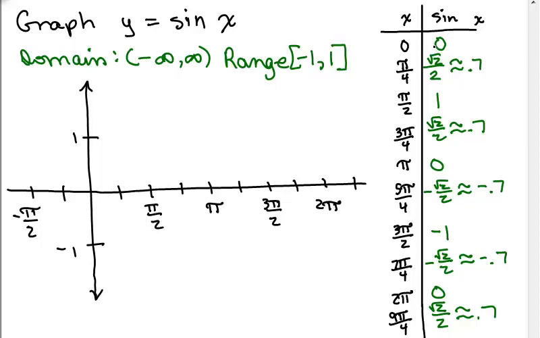So let's graph these. I've got 0, 0. All right, so 0, 0 would be right here. All right, pi over 4 and about 0.7. So here it's about 0.7. It looks like it's about right here. Let's see, pi over 2 is up at 1. 3 pi over 4 is about 0.7 again.